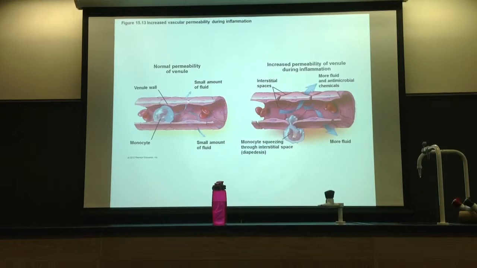All right? This one is showing you increased permeability. See how these guys are real close together? Nobody can get through. Increased permeability. Okay, this guy can squeeze out, right? That's a monocyte. He's going to be a macrophage. He's going to walk out of there and eat whoever is causing the process. But of course, fluid can leave too, right? That causes your swelling.